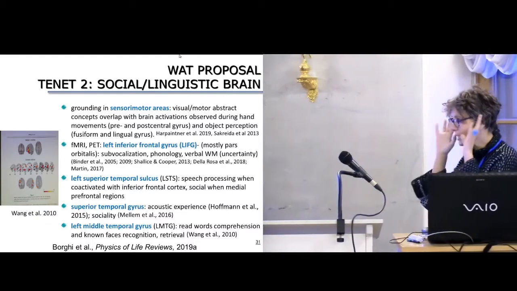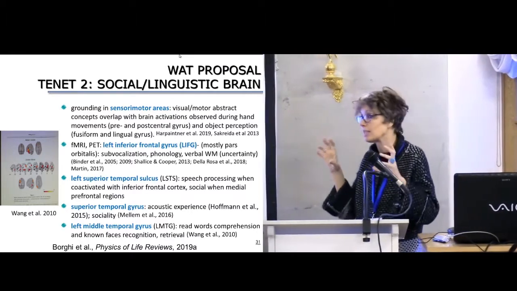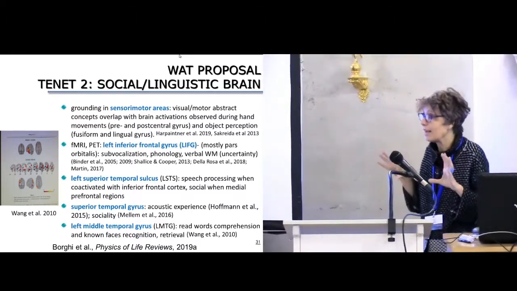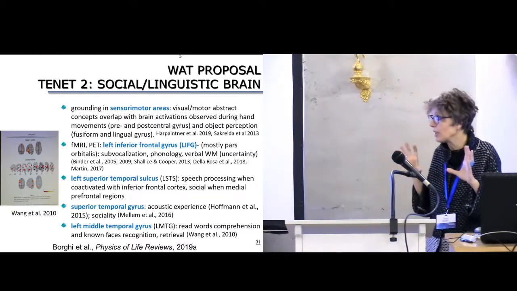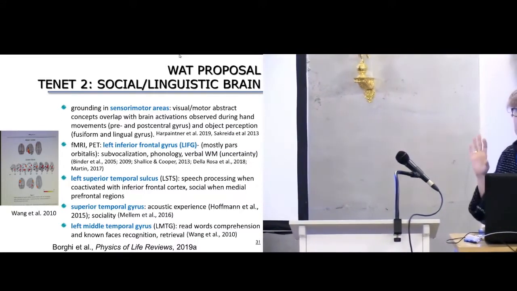So, the first issue was acquisition of abstract concepts. It seems that acquisition of abstract concepts passes through the linguistic dimension. The second tenet, I'm not going to develop it, is the idea that the brain areas recruited must be social and linguistic.